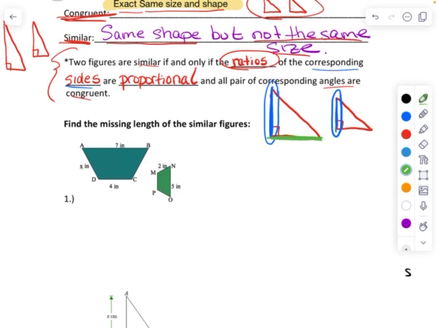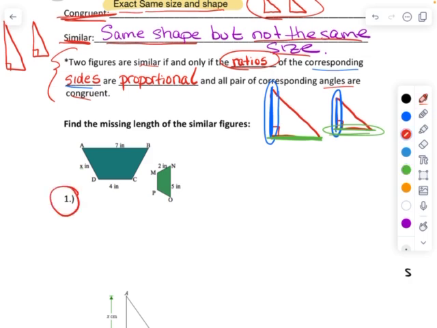I'm going to use green. Can you figure out what the corresponding side is to the green side in my bigger triangle? Hopefully you circled this side in the smaller triangle. Those two sides correspond. That's important in this lesson, because we need to identify corresponding sides, since that will help us make the ratios.